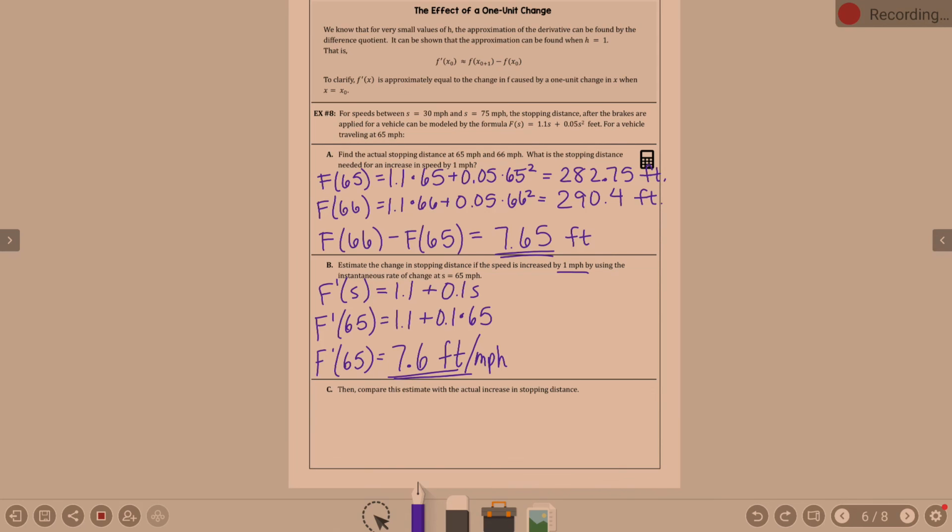But yes, they're very close, aren't they? And that's what we have to notice, that they're very close. The actual stopping distance is technically a teeny bit longer, isn't it? But other than that, they are very close. But in general, for an increased speed of 1 mile per hour, you have to allow 7.5, almost 8 more feet to stop. Okay.